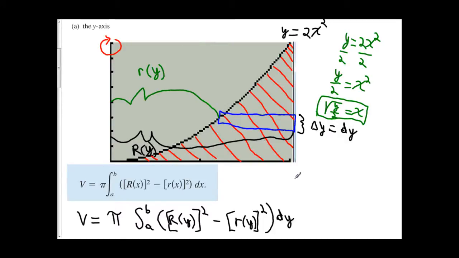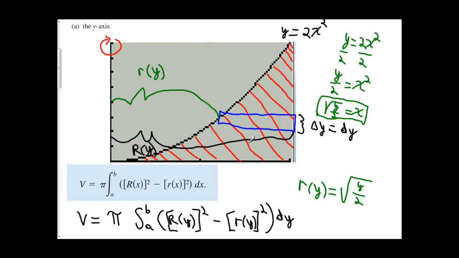We know that the r of y that we need, the lowercase r of y, is equal to the square root of y over 2. So we have this for our r of y.